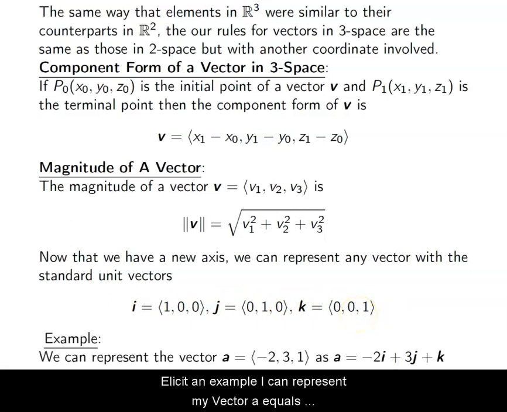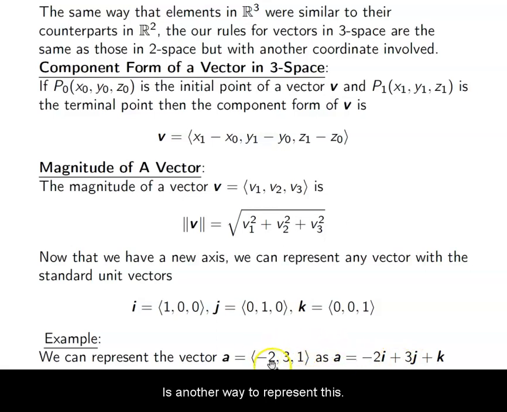So let's look at an example. I can represent my vector A equals (negative 2, 3, 1) as negative 2 times i, right, in the x direction, plus 3 in the j direction, plus 1 in the k direction. So negative 2i plus 3j plus k is another way to represent this vector.